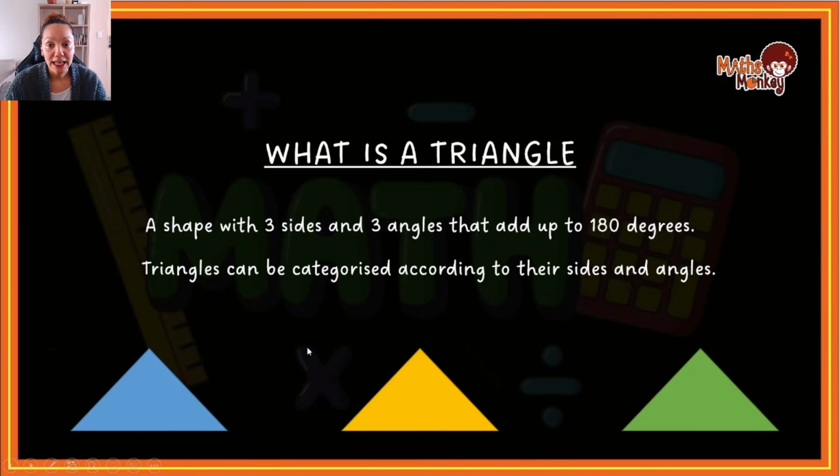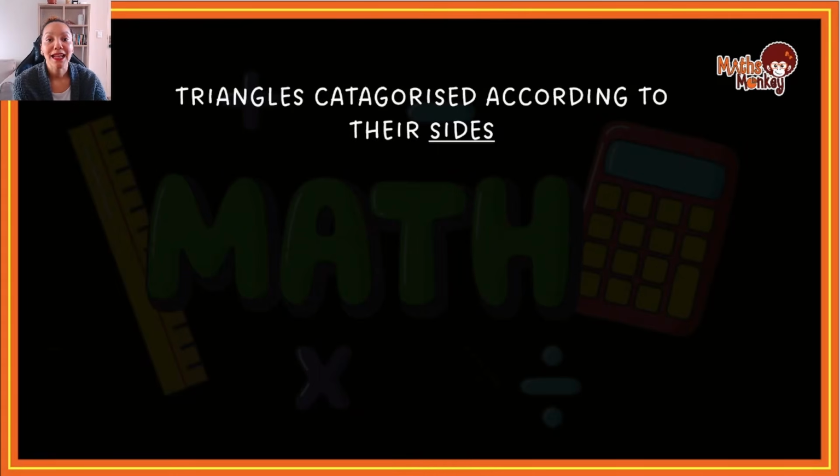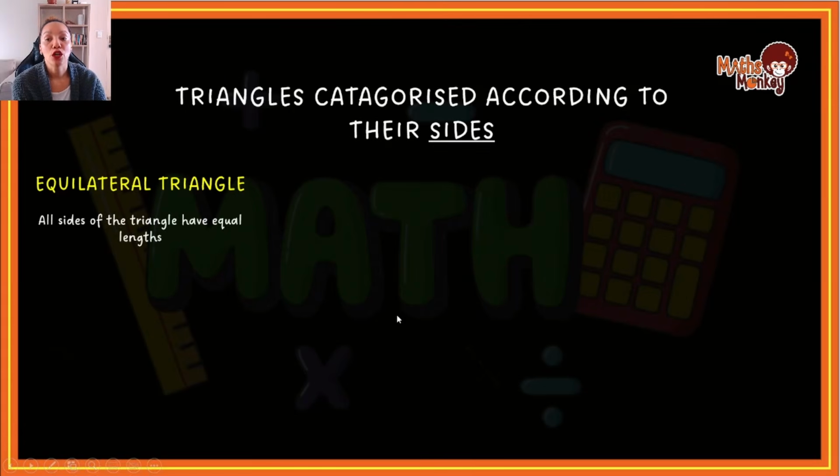And essentially triangles, the way I'm going to teach it, can be organized or categorized according to their sides and according to their angles. Okay, so I'm going to first explain how they are categorized by the sides, and then we're going to move over to angles. So triangles categorized according to their sides look as follows. The first one we have is an equilateral triangle. In an equilateral triangle, all sides of the triangle have equal length.